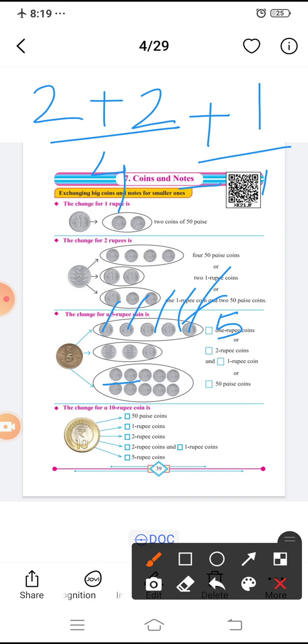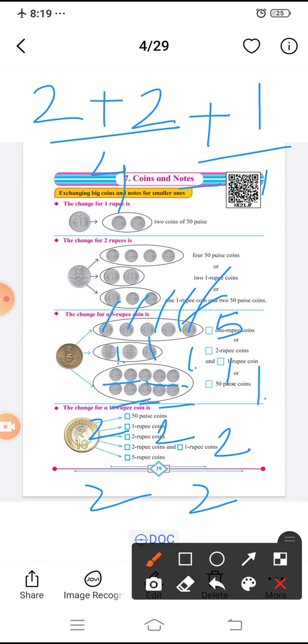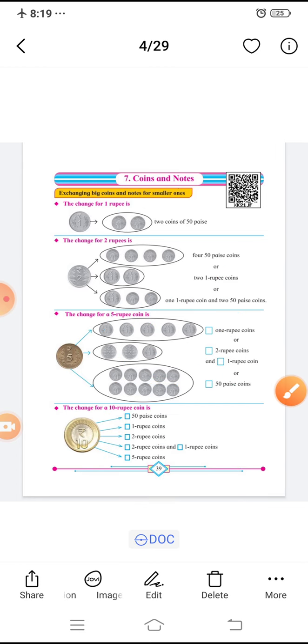See, 2 50 paise make 1, 2 50 paise make 1, then again 2 50 paise make 1, then again 2 50 paise make 1, then again 2 50 paise make 1. तो how many? See, 1 2 3 4 5. तो एक एक लाइन के लिए 2 2. तो यहाँ पर 2, यहाँ पर 2, here 2, here 2, here 2. So 2 1s are 2, 2 2s are 4, 2 3s are 6, 2 4s are 8, 2 5s are 10. 2 5s are 10.